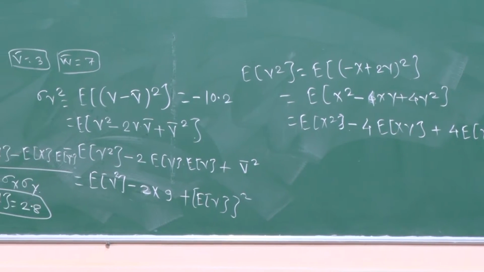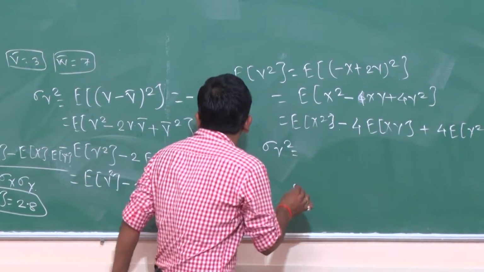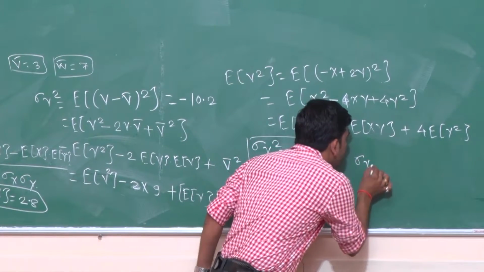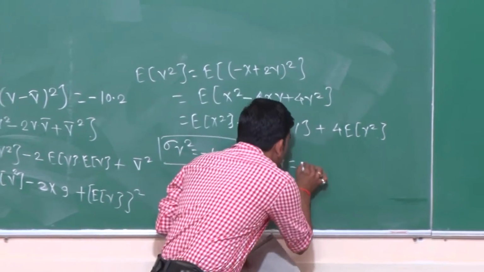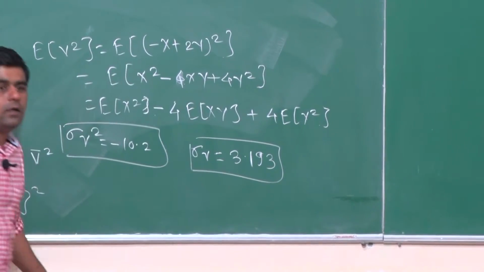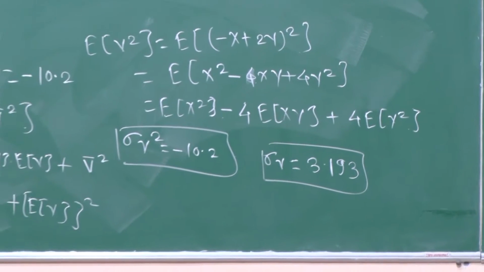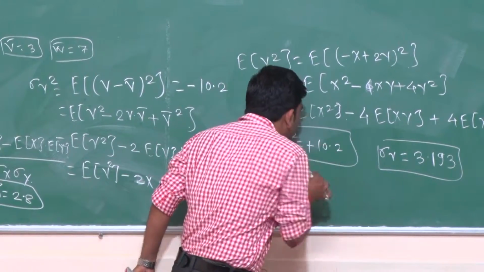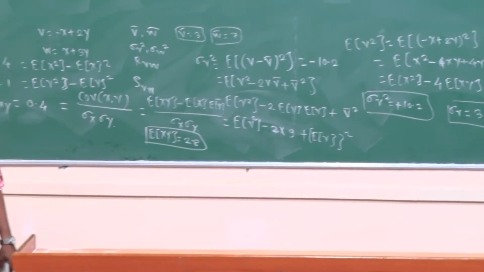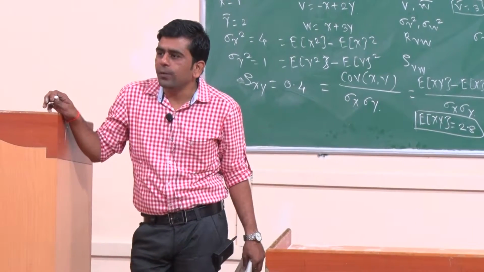Then for sigma v, the variance is equal to minus 10.2. Similarly we will get sigma v, the standard deviation, equal to 3.193. Variance is always positive, and this will give the difference. So here we will get minus 10.2, and we have to consider this as positive. So we will get the standard deviation for v.